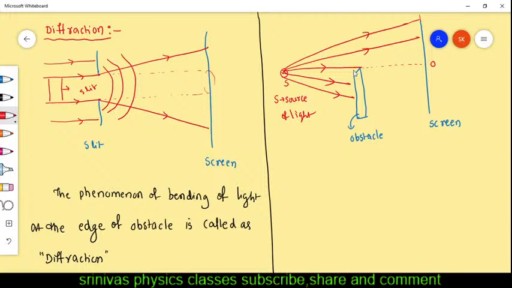But in the practical observation, below O also we are getting some brightness. That means some light rays are entering below O. How is the light ray entering below O? The light ray which is incident at the edge bends like this and enters into the geometrical shadow. That's why some brightness occurs here.